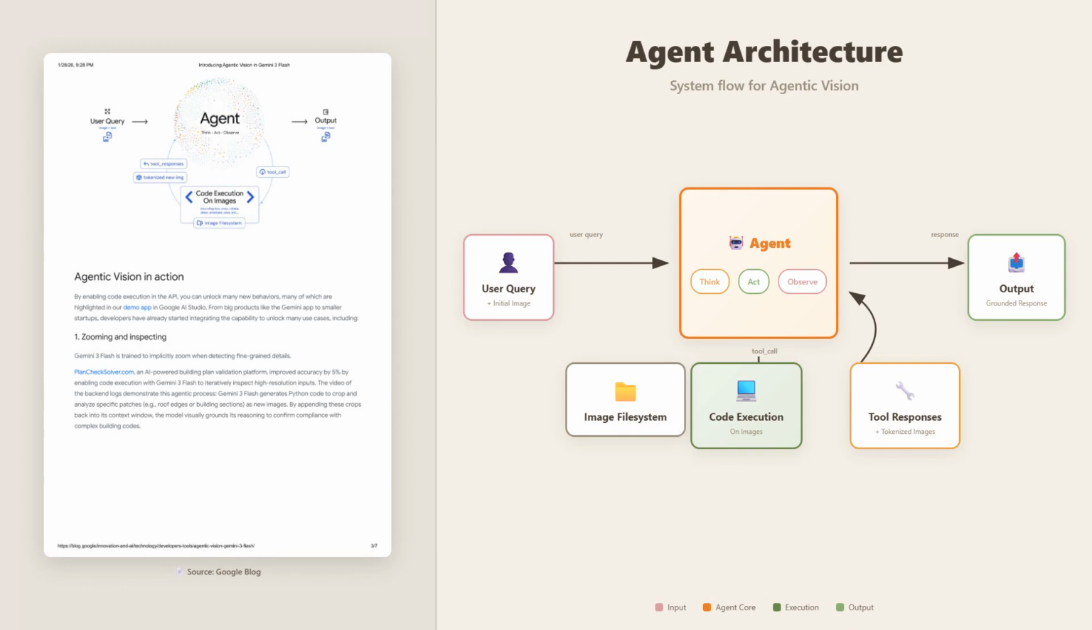Notice the bidirectional arrows between components. This isn't a simple one-way pipeline. It's an iterative system where the agent can request multiple rounds of code execution until it's confident in its answer.